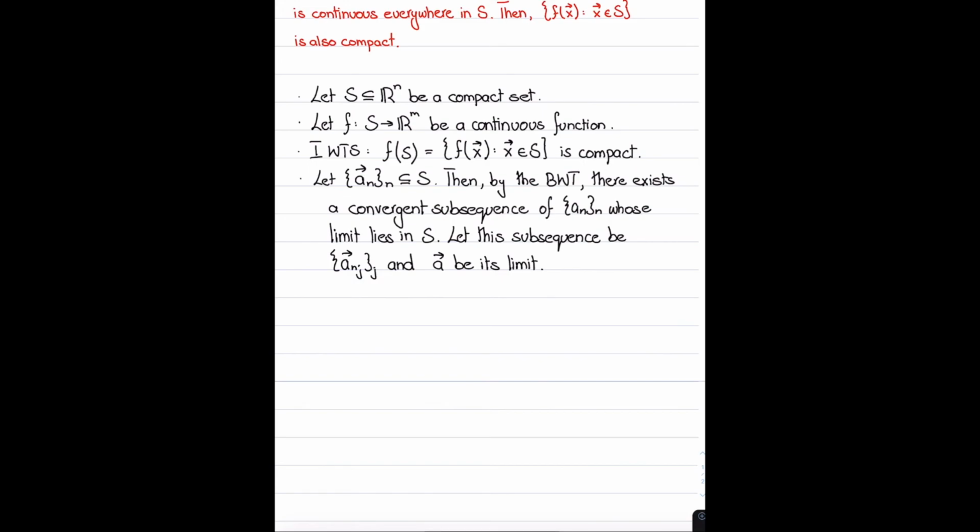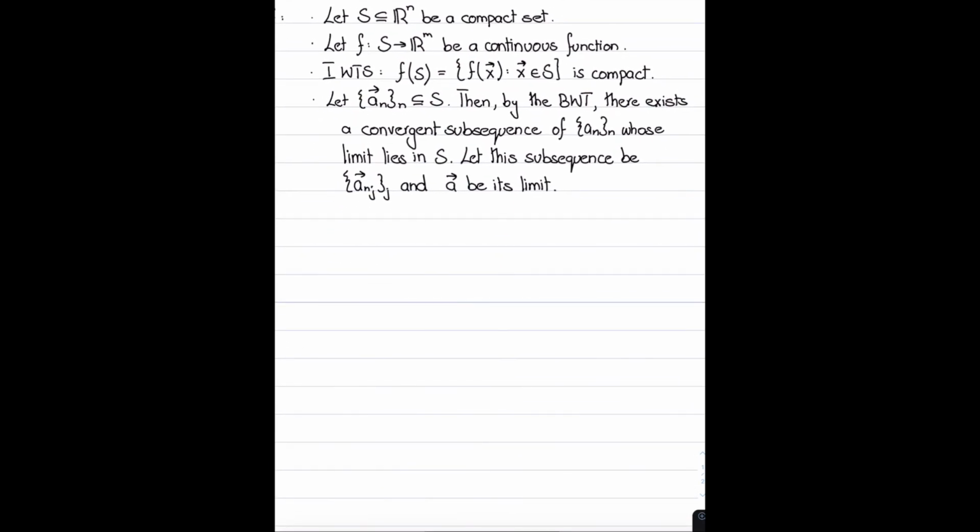That is, as j tends to infinity, A of n_j tends to a. Next, now the next thing I'm going to do is, of course, I'm going to use the equivalent definition of compactness on the set f of S itself.